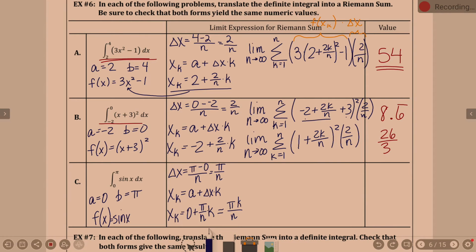Okay, did you get started? Limit as n approaches infinity of the sum from k equals 1 to n of sine of x. So it's going to be sine of x sub k, so sine of pi k over n times delta x, which is pi over n.